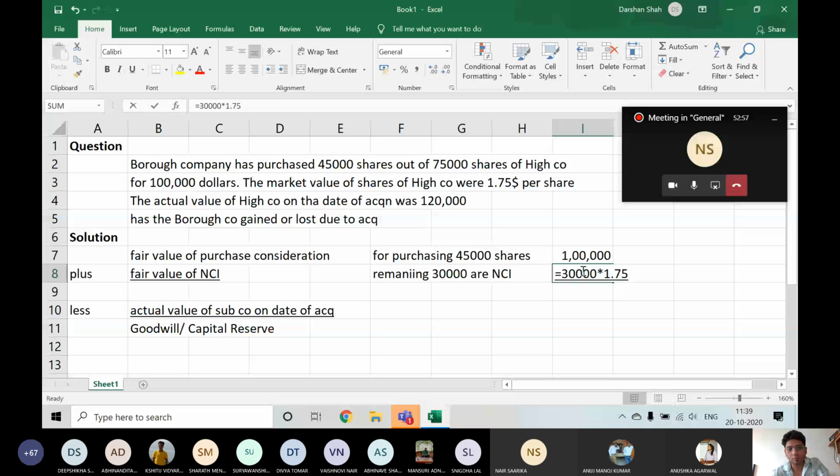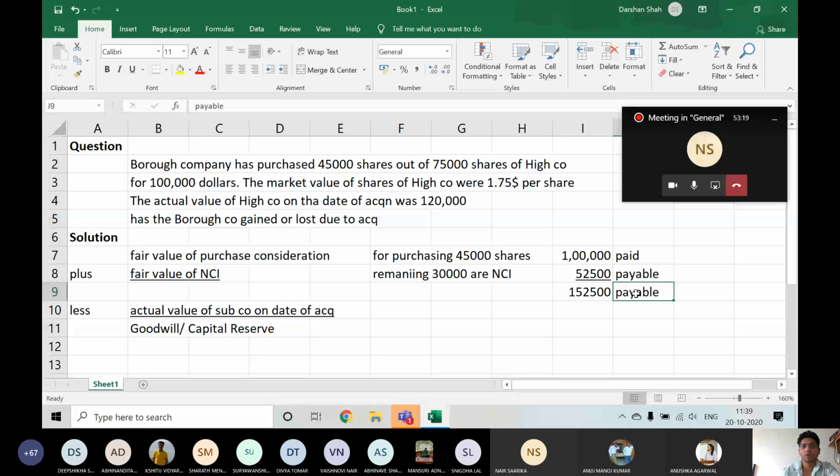Okay. So what is the total amount? Total amount comes out to 152,500. This is the total amount that we are payable. I will call it a payable amount, because this is actually paid and this is payable. So the total amount is 1,52,500.